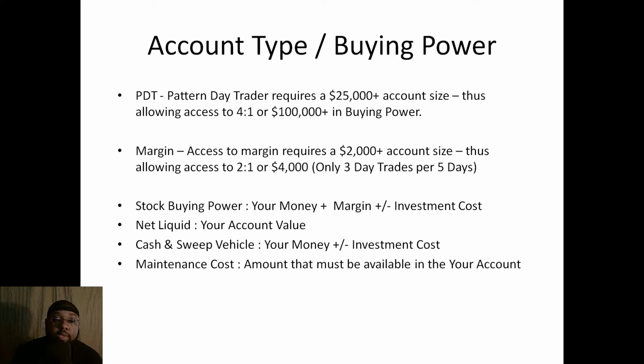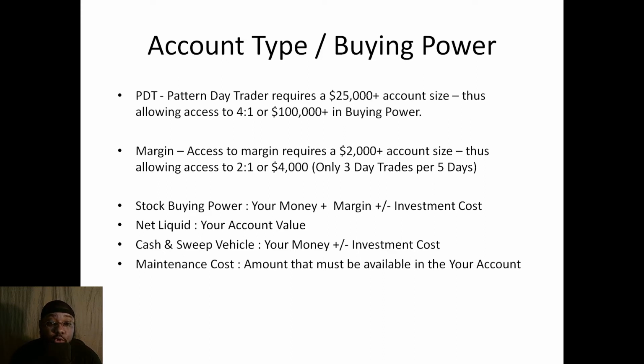And then the next topic is maintenance cost. This is the amount that must be available in your account whenever you make a purchase of a stock. For that $1,000 stock you just bought, you may have maintenance costs of maybe $500 or maybe $1,000. So you may need $2,000 in your account just to successfully hold that stock, and that is based on the broker basically trying to protect themselves.